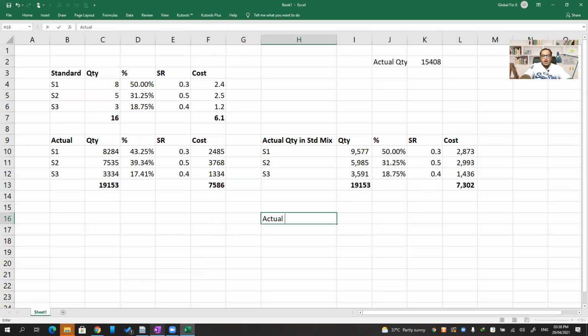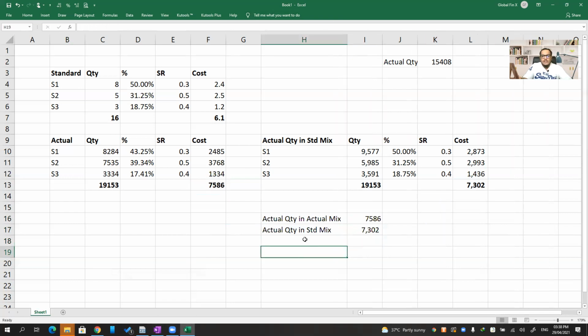Actual quantity in actual mix, cost is 7,586. If I do it in the standard mix, my cost should have been 7,302. That means what is the mix variance here? By changing the mix, I had an adverse variance of 284. Adverse variance of 284, sir. You know why? Very simple.